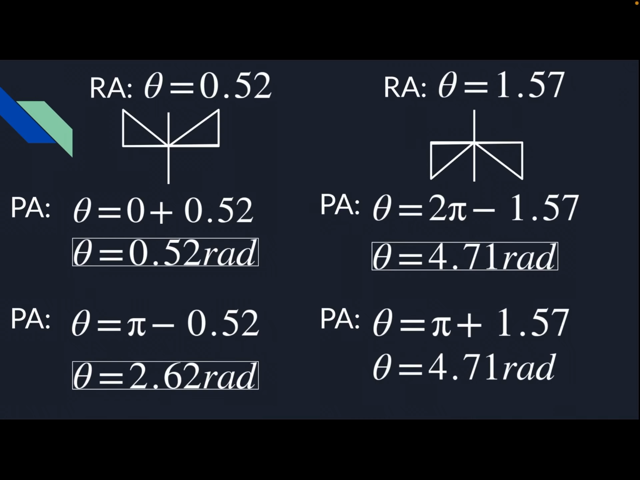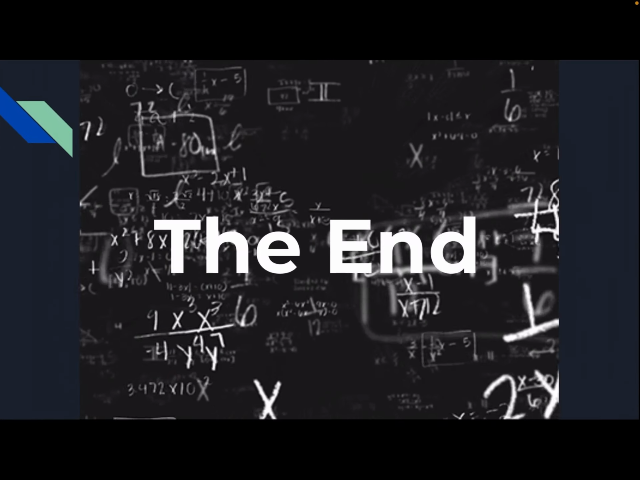The reason why we got the same answer twice is because 1.57 is a half pi. So by subtracting a half pi from 2 pi or adding a half pi to pi, we'll get the exact same answer. And that's the end of my presentation.